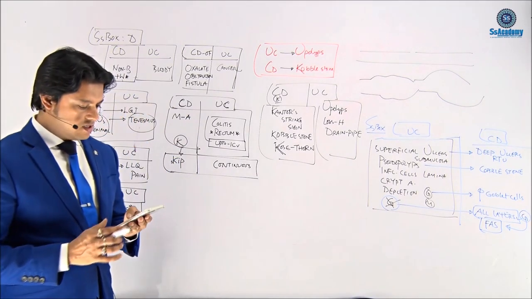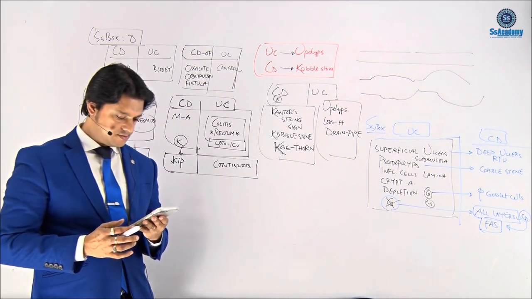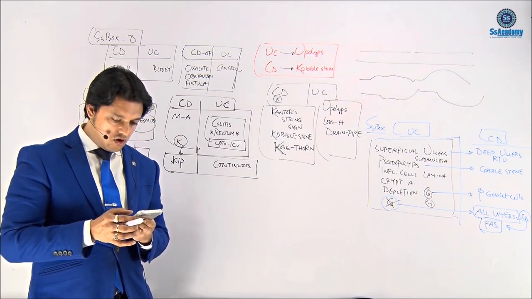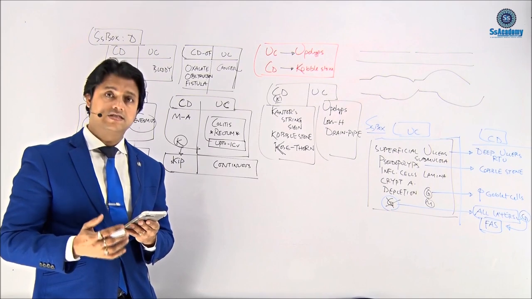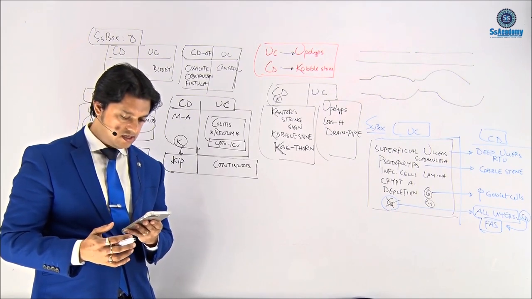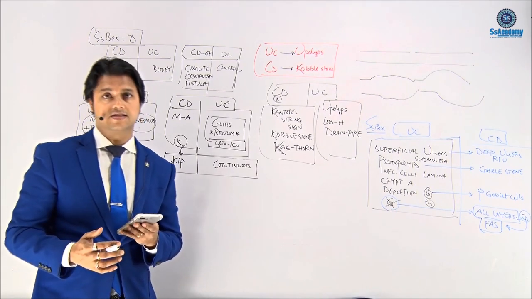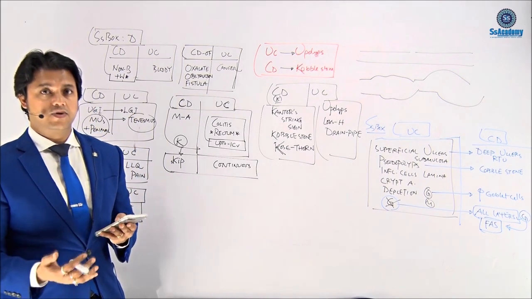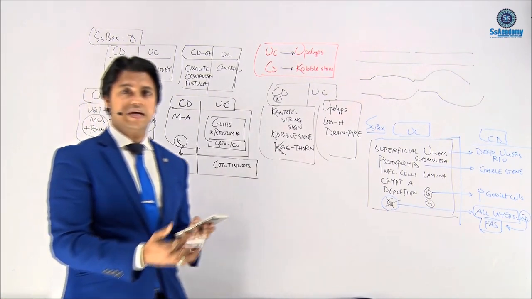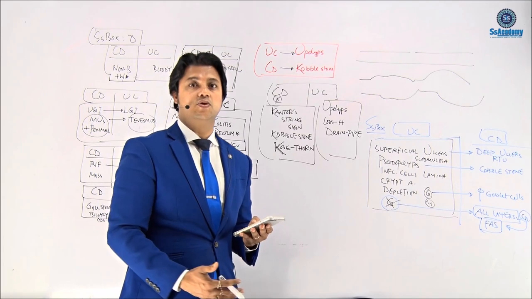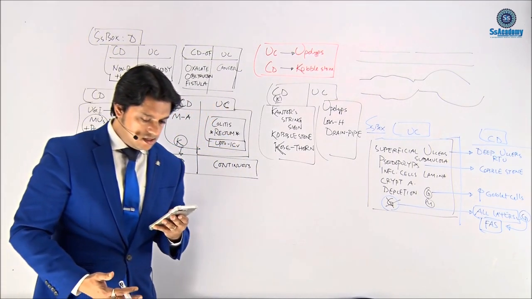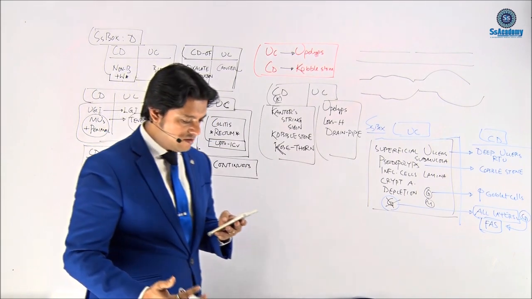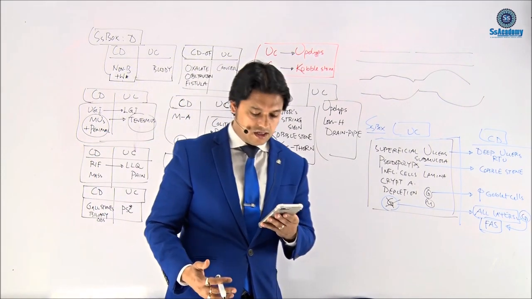I'd like to discuss ulcerative colitis. It is a form of inflammatory bowel disease. Inflammation always starts at the rectum. Hence, it is the most common site for ulcerative colitis. Yes, ulcerative colitis is nothing but ulcerative proctitis. It never spreads beyond the ileocecal valve and is a continuous disease. We know about it, continuous.